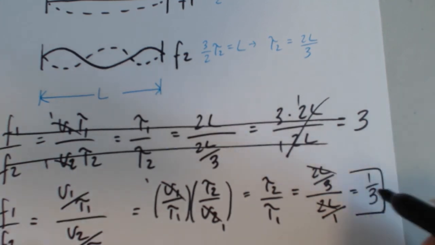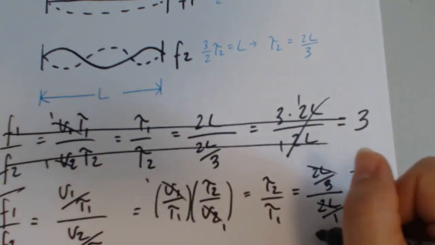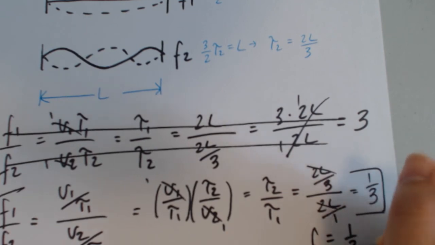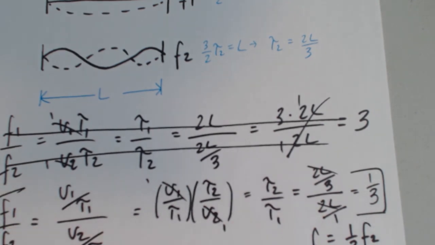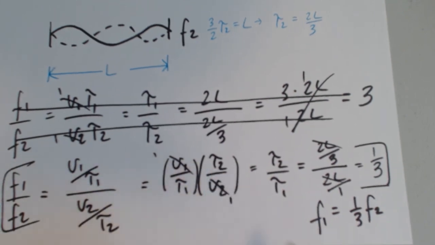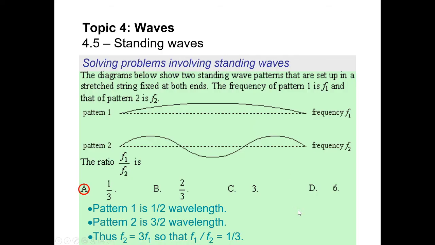Okay, so there we go. So F1 is equal to 1/3 F2. Or actually written the other way, F1 over F2 is equal to 1 over 3. Actually, let me just move that up. Okay, and there it is. So the correct answer is A. So that is the end of video 4.5 for standing waves.